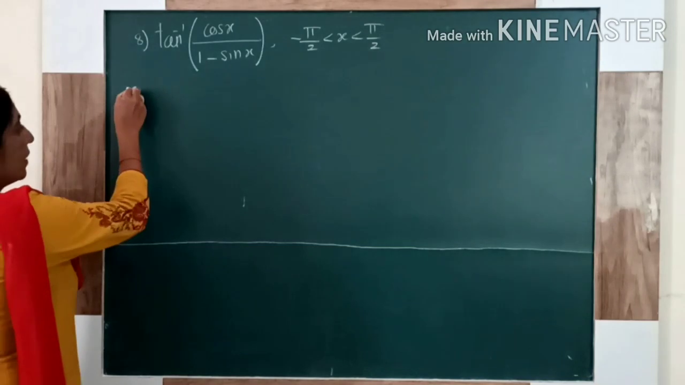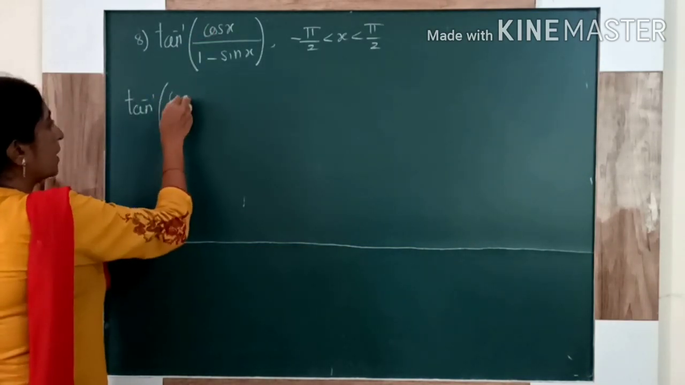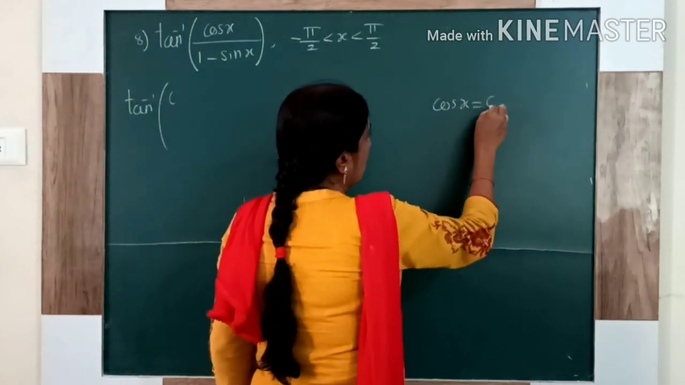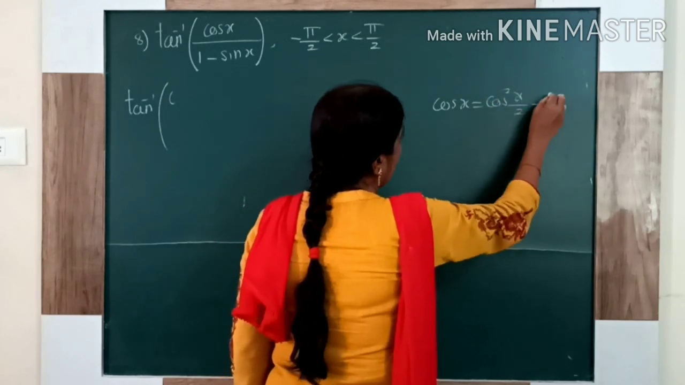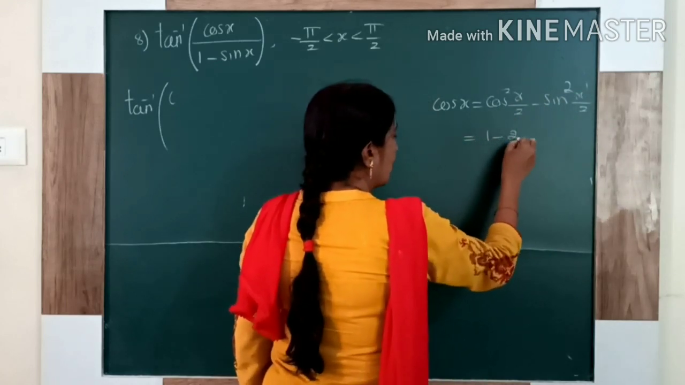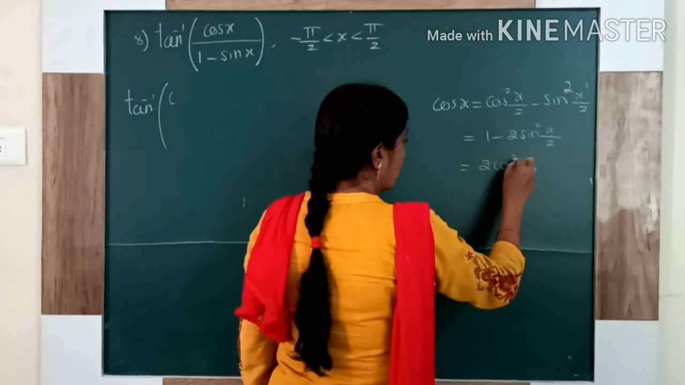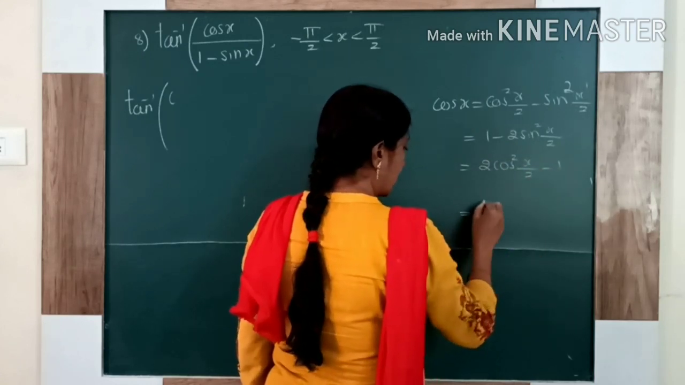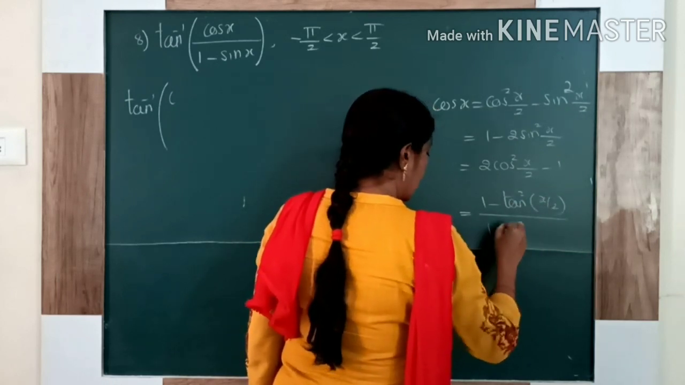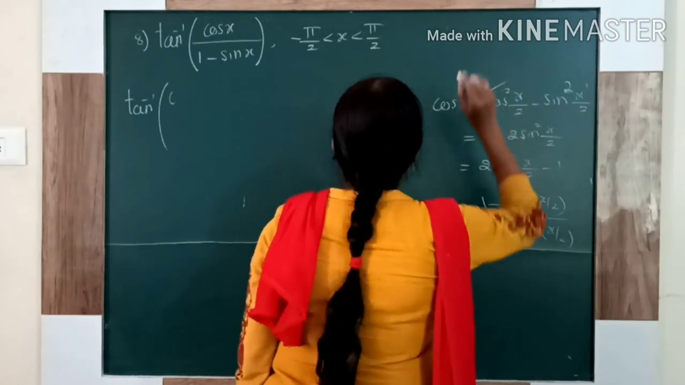Here we are familiar with allied angles. For cos x, 4 formulas are there. If you are thorough in the formula, cos x is cos square x by 2 minus sin square x by 2, or 1 minus 2 sin square x by 2, or 2 cos square x by 2 minus 1, or 1 minus tan square x by 2 upon 1 plus tan square x by 2. Out of this I am using the first one.